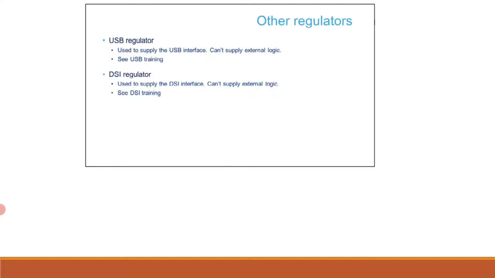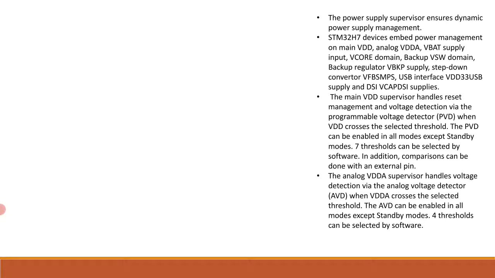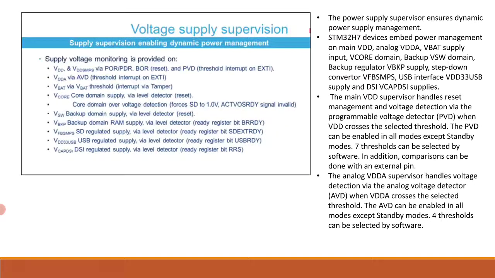Let's have a look at the power supply supervision. The power supply supervisor ensures dynamic power supply management. STM32H7 devices embed power management on main VDD, analog VDDA, VBAT supply input, V-core domain, backup VSW domain, backup regulator VBKP supply, step-down converter VFB SMPS, USB interface VDD33 USB supply, and DSI VCAP DSI supplies.